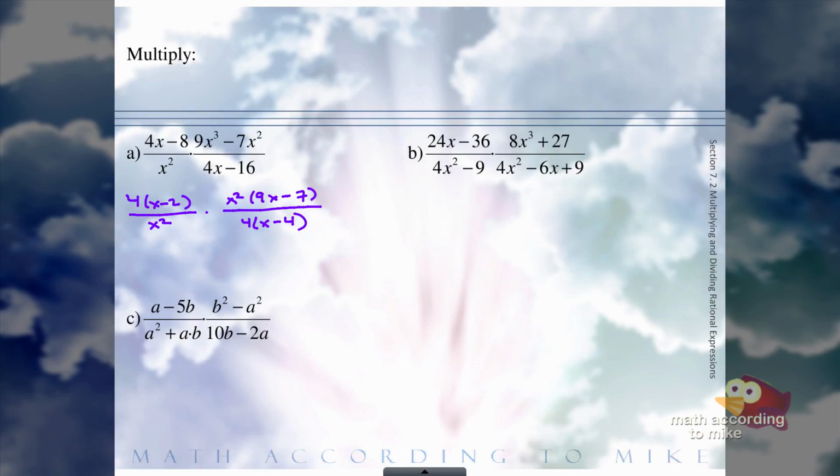Now, being very neat here, remember you can cancel diagonally and up and down. So these x squareds cancel, and the 4's cancel, but nothing else cancels. So because of that, we can write it as x minus 2, 9x minus 7.